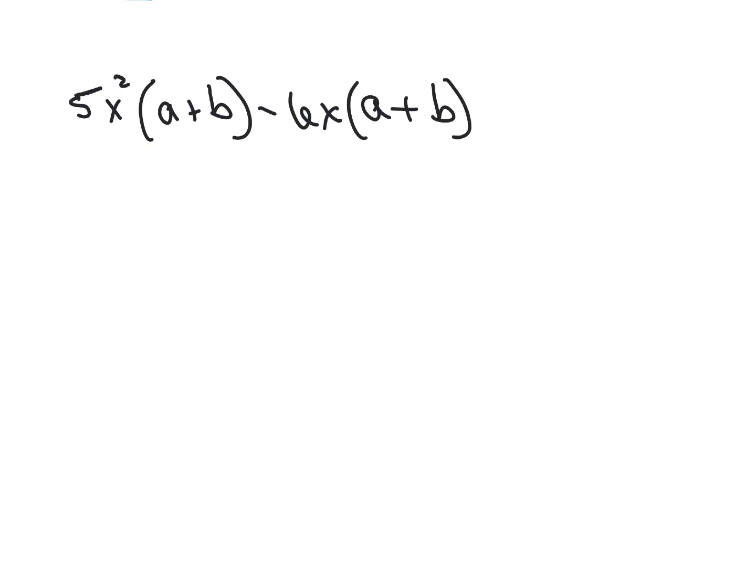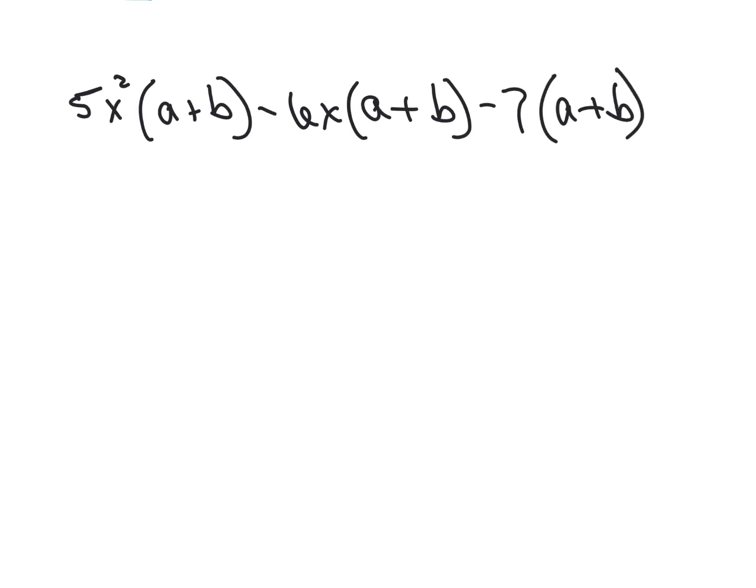So let's look at one that's a little more complicated here. 5x squared times a plus b minus 6x times the quantity a plus b minus 7 times the quantity a plus b.